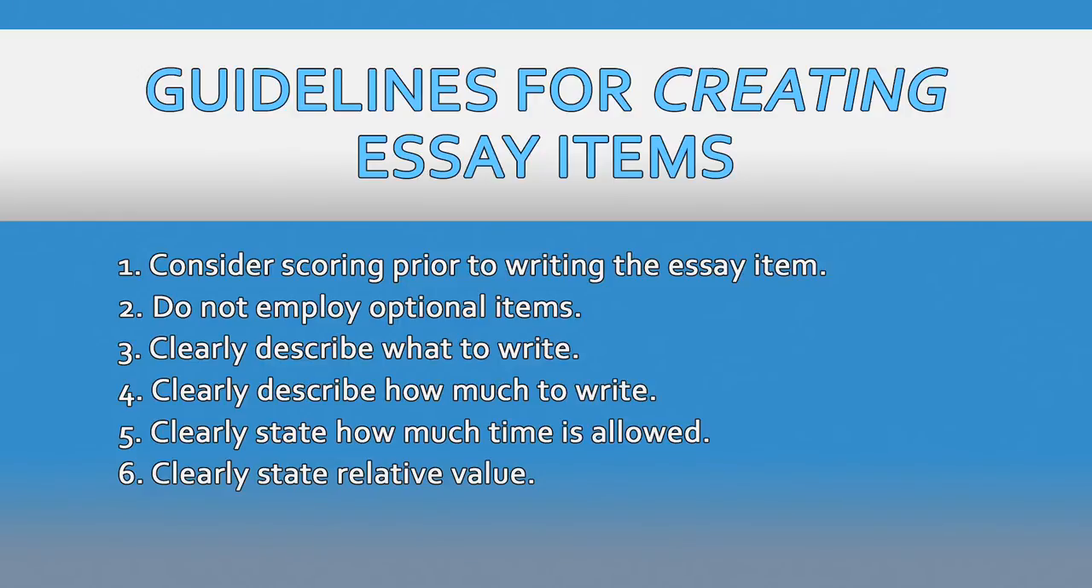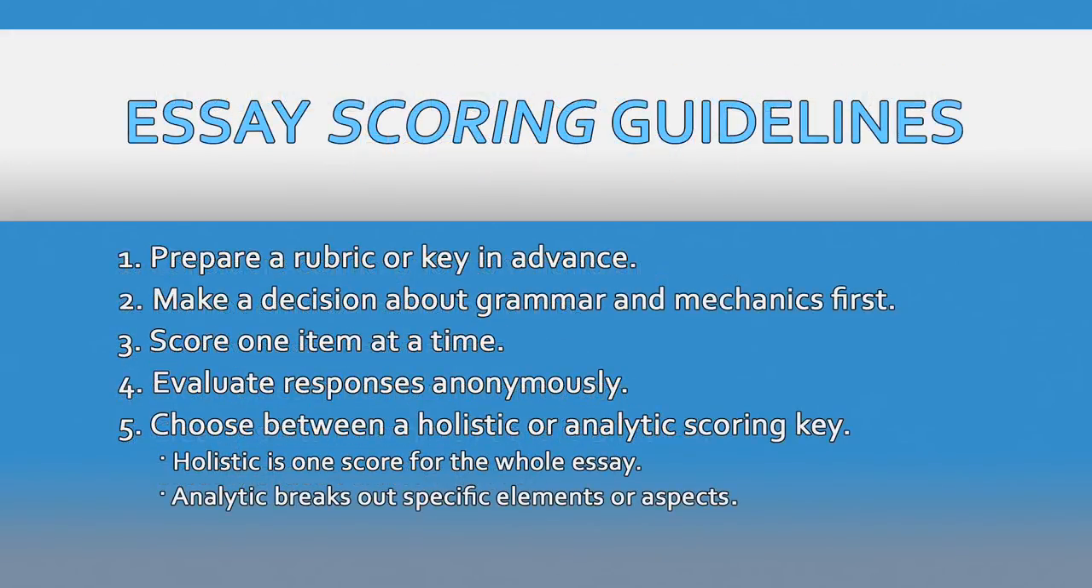You want to clearly describe how much you want students to write. You may have noticed on my second item I said a paragraph. That's a really helpful guideline. You don't want one student writing a paragraph and another student writing a page. You also want to be clear on how much time you want students to spend. If you're clear about how much you want students to write and what they're expected to write about, the time shouldn't be an issue. Finally, you should clearly indicate the relative value of the items. This is true for all items, but it's particularly the case with essay items. Let's talk about this in the context of essay scoring guidelines.